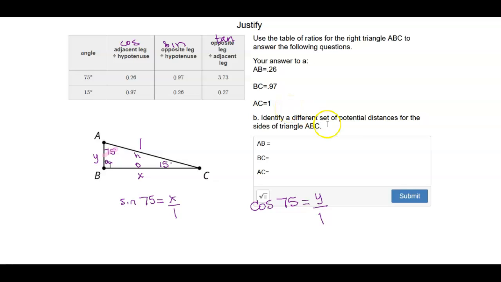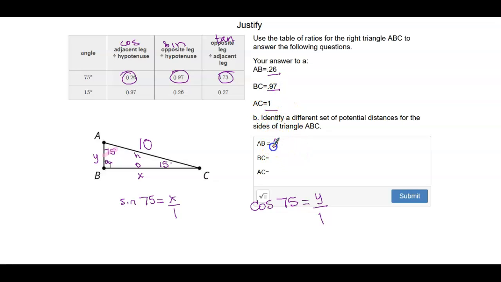Now, identify a different set of potential distances for the sides of triangle ABC. Well, let's say that I wanted to change this to 10. So instead of it being 1, it would be 10. So basically all I'm doing is I'm taking that original triangle where this was the sine, the cosine, and the tangent, and I'm multiplying that triangle by 10. So what would happen is all of these would get multiplied by a factor of 10.